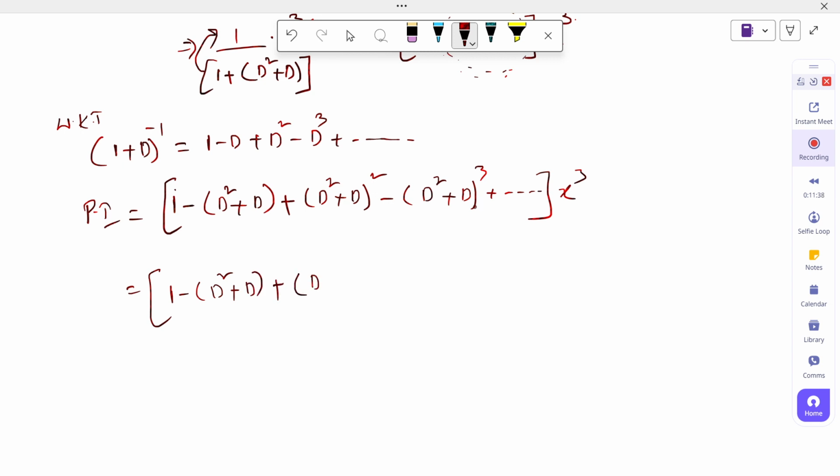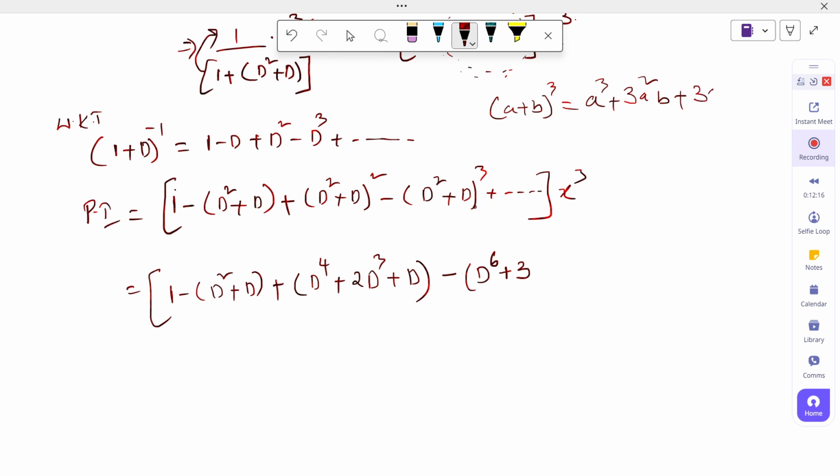D to the power of 4 plus 2 D square into D cube plus D square. Next, a plus b whole cube. What is a plus b whole cube? D square whole cube is D power 6. D power 6 plus 3 D square of D whole square, which is D power 4. What is the formula here? I will write: a plus b whole cube is equal to a cube plus 3a square b plus 3ab square plus b cube.